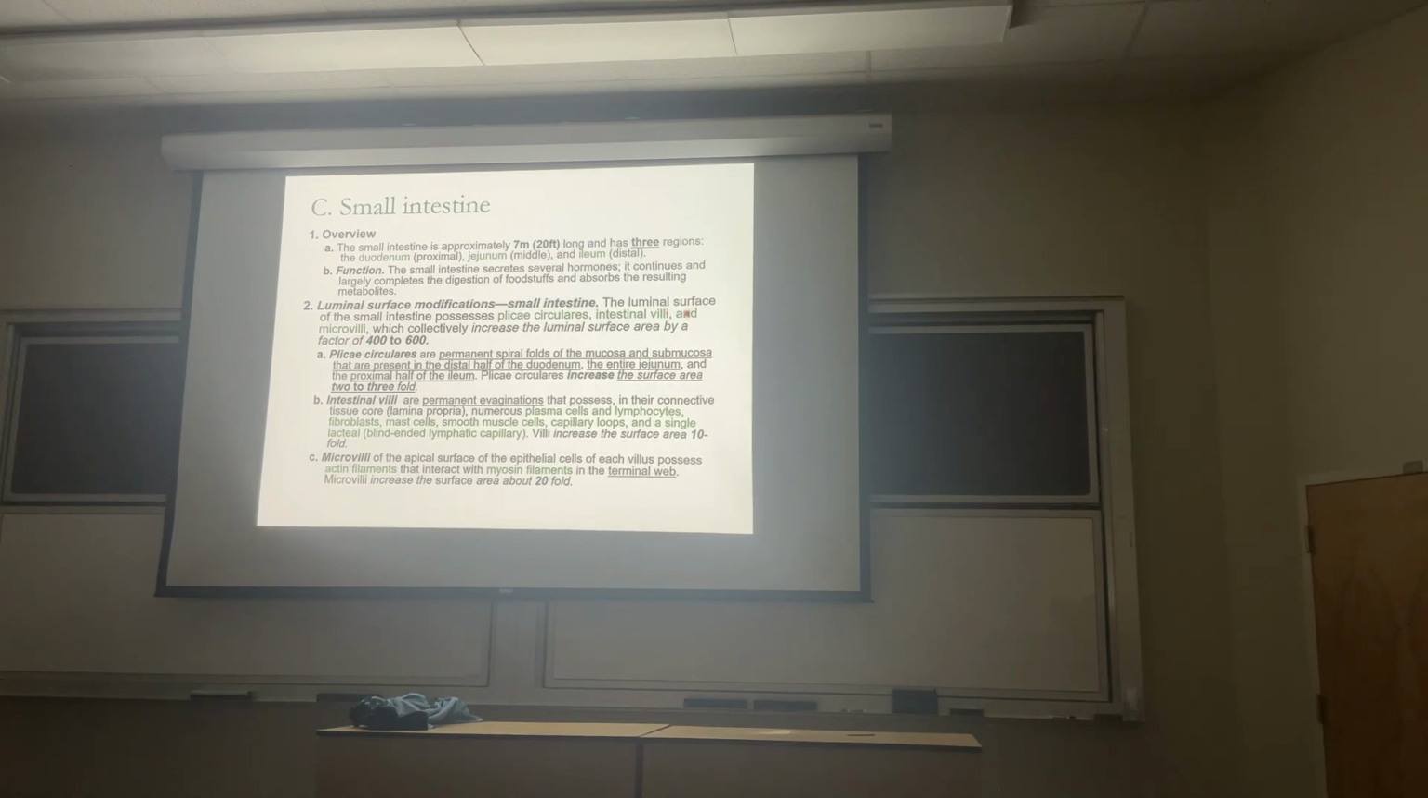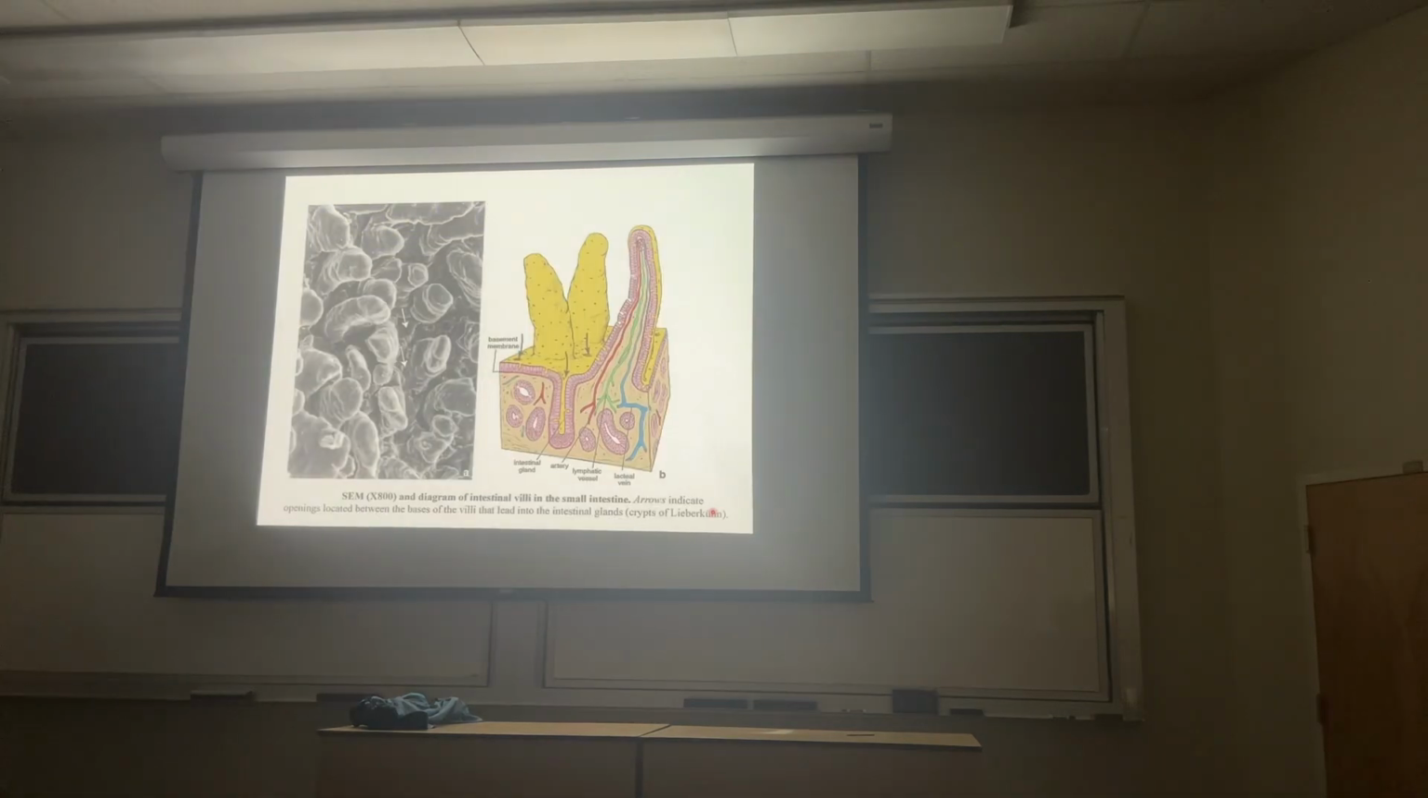All of these three modifications, the plicae circularis, the villi, and the microvilli, increase the surface area by about a factor of 500, so a lot. The plicae circularis only about 2 to 3-fold, the villi about 10-fold, the microvilli about 20-fold. So when we take all those together, maybe about 500-fold. These are the villi, finger-like projections.